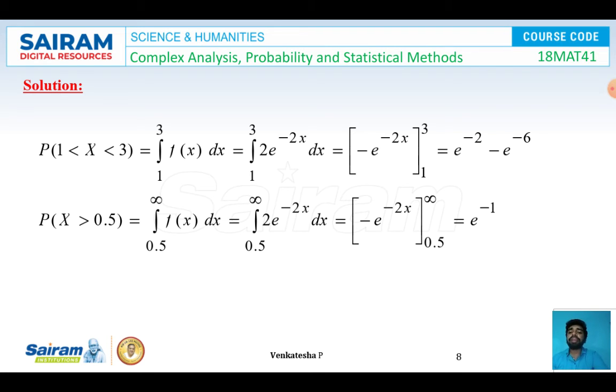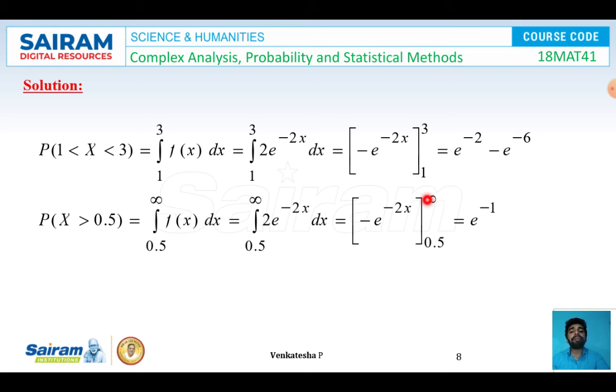Similarly, P(X > 0.5) means the integral from 0.5 to infinity of the function f(x) dx. After taking the function, I get the integral from 0.5 to infinity of 2e^(-2x). After integrating, I get e^(-2x)/(-2). The 2 gets cancelled, so I get minus e^(-2x) between the limits 0.5 to infinity.